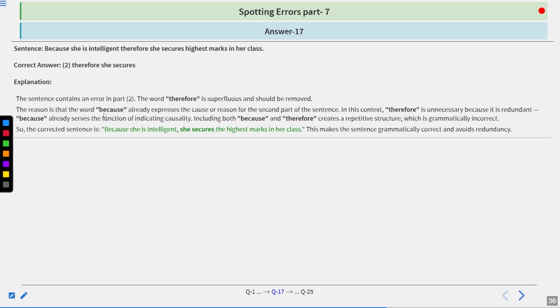In this context, therefore is unnecessary because it's redundant. Because already serves the function of indicating causality. Including both because and therefore creates a repetitive structure which is grammatically incorrect. So the correct sentence is: because she is intelligent, she secures the highest marks in her class. This makes the sentence grammatically correct and avoids redundancy.